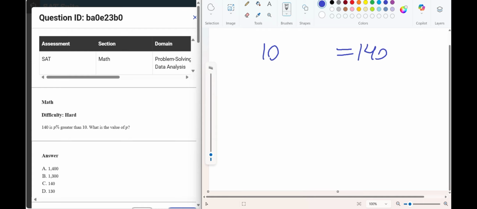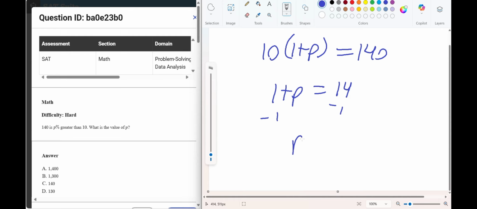And if it is an increase here, because it's percent greater than, then we want to do 1 plus p. And in this case, we don't know p. That's what we're looking for. So let's see if we can solve here. We want to get p by itself. So let's divide by 10 on both sides and say 1 plus p is equal to 14. Okay, so then how do we get p by itself? Subtract a 1 on both sides. P then equals 13. And this is, of course, in the form of the decimal.